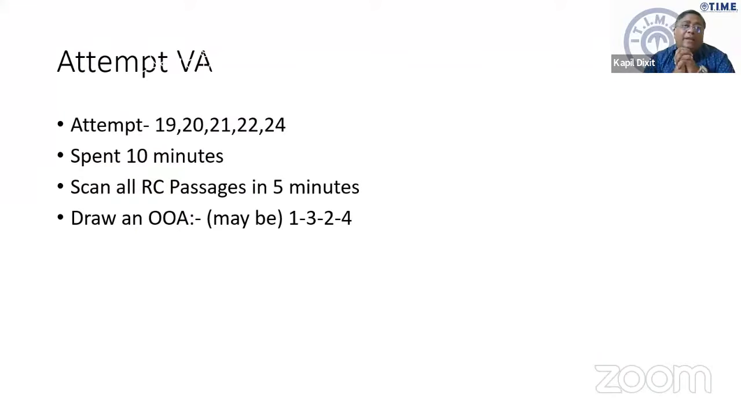Verbal ability attempt. I believe it was a game which was divided into 2 parts. So let's divide the whole game into 2 parts. There are 2 schools of thought. The first school of thought says that I'll be attempting VA first and then I'll be attempting RC. The second school of thought says I'll be attempting RC first and then I'll be attempting VA. Both schools of thought are okay.